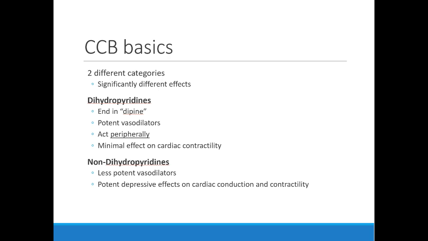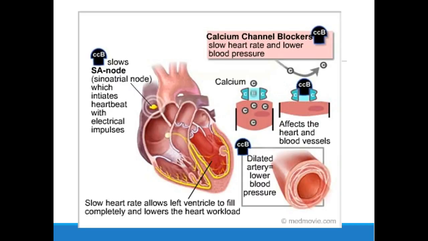The other types of calcium channel blockers are non-dihydropyridines. They really don't have a huge effect as vasodilators, so they don't really work peripherally, but they work mostly on the heart and they control rate. So, very different things. We use the non-dihydropyridines for rate control. We use the dihydropyridines for blood pressure management.